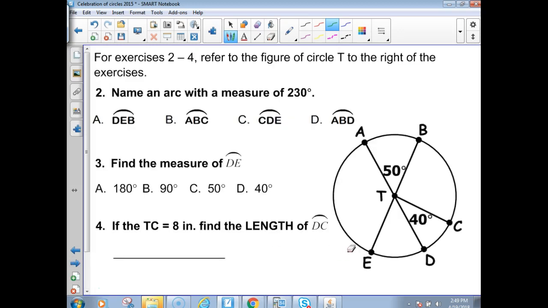Number 2 says to use this diagram. Refer to the figure of the circle with center T to the right. Name an arc that measures 230 degrees. Well, when I just look at this picture, I can't see anything that adds up to 230 until I start getting some other measurements. So how are we going to get some more measurements? What can we figure out? All right, Abby?